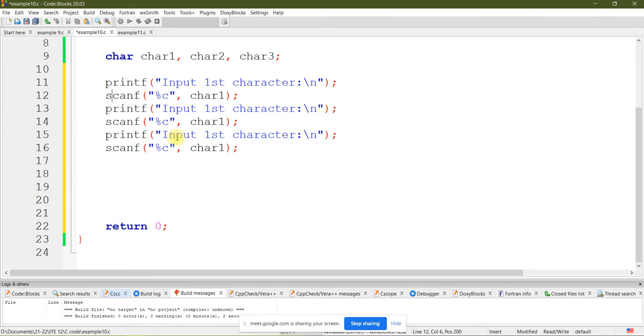Okay, so this is char 1. Of course, we change the name for the label of the second one. Then this is char 2, and then the third one, and this is char 3.